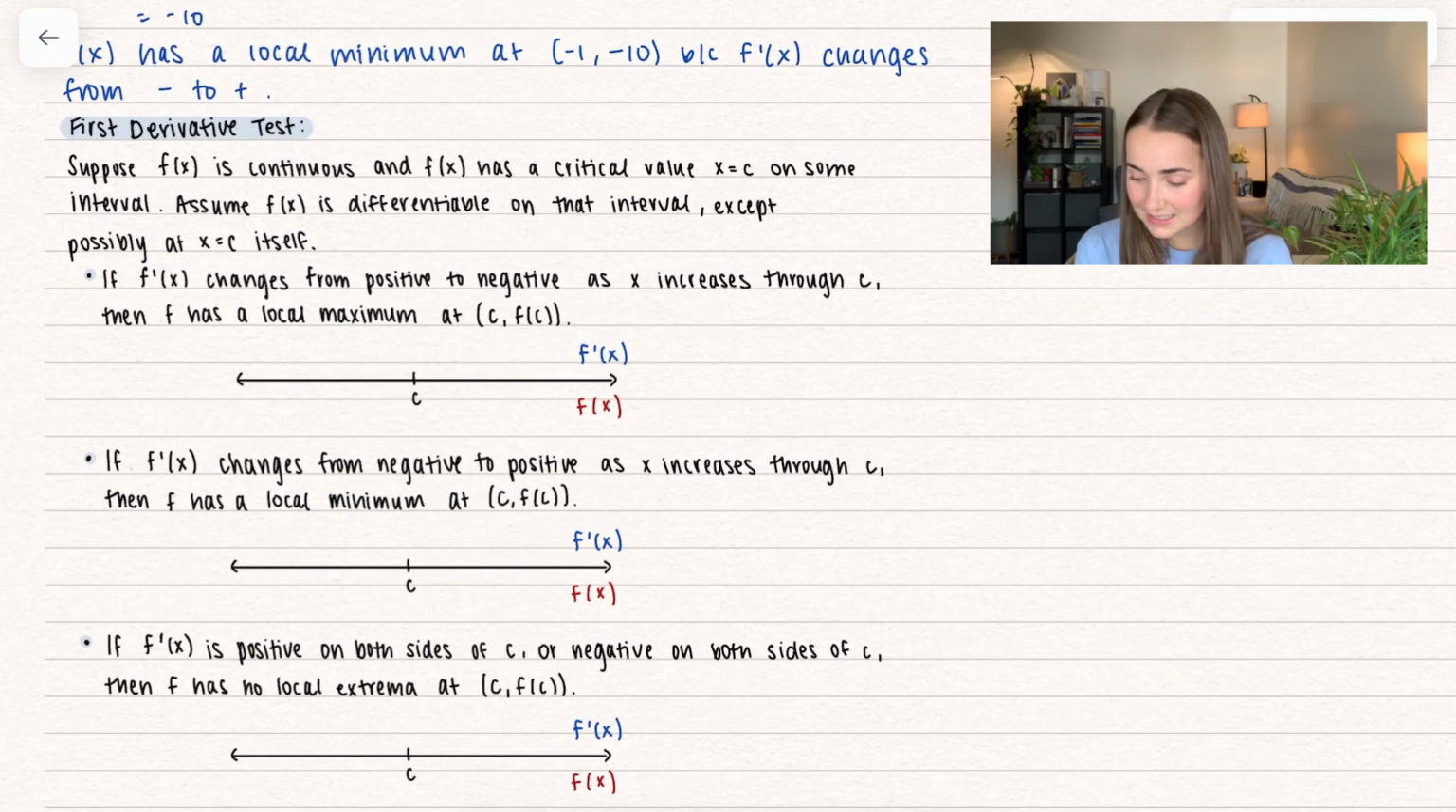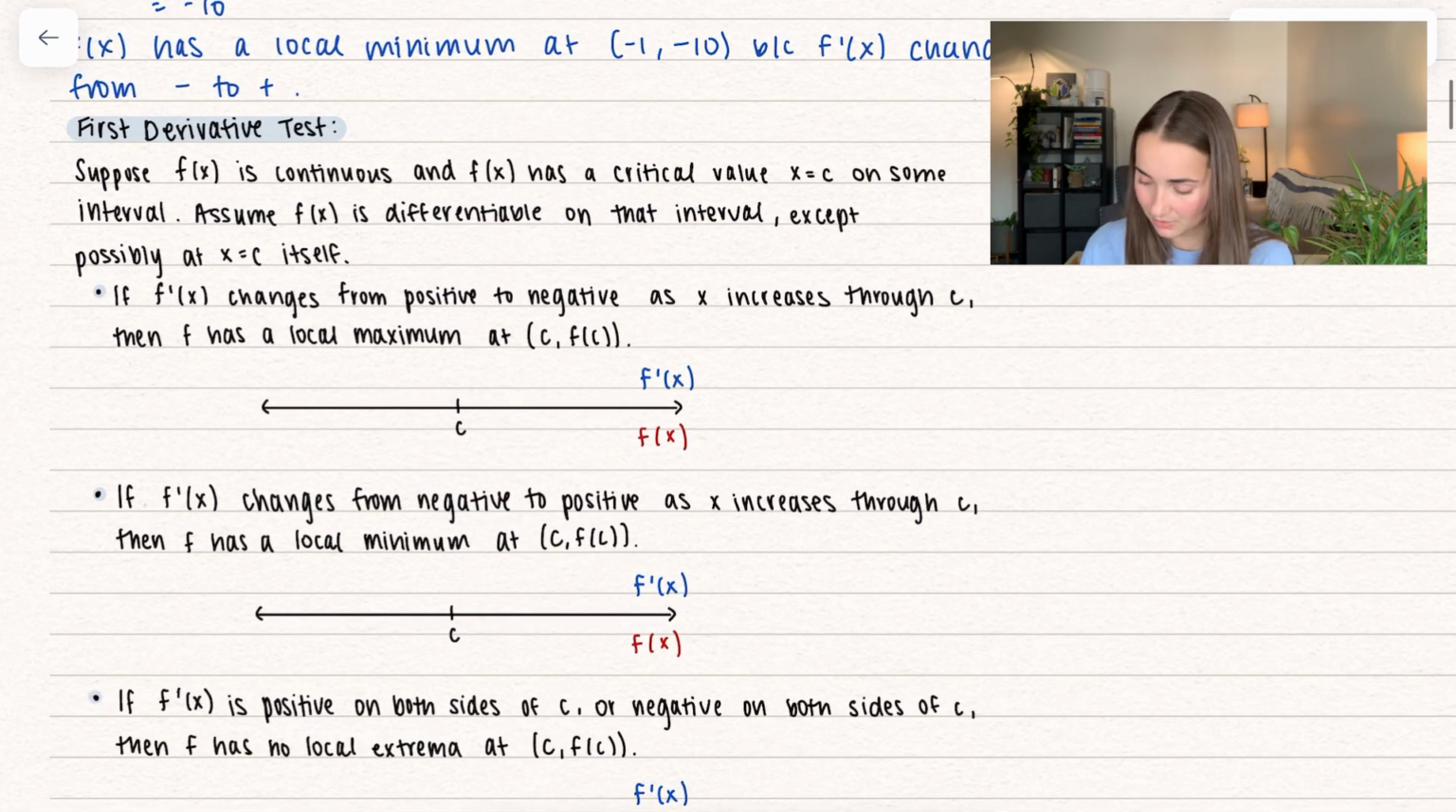Suppose f of x is continuous and has a critical value at x equals c on some interval. Assume that f of x is differentiable on that interval, except possibly at x equals c itself. So first, if f prime x changes from positive to negative as x increases through c, then f has a local maximum at c comma f of c, so that corresponding y value. Let's go ahead and see why.